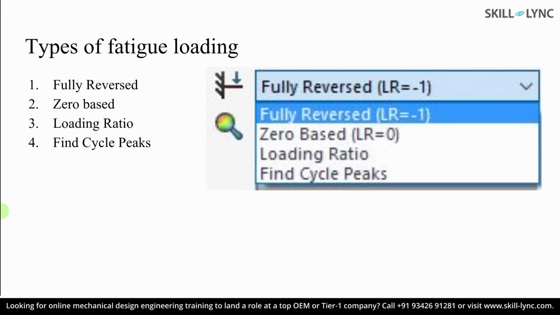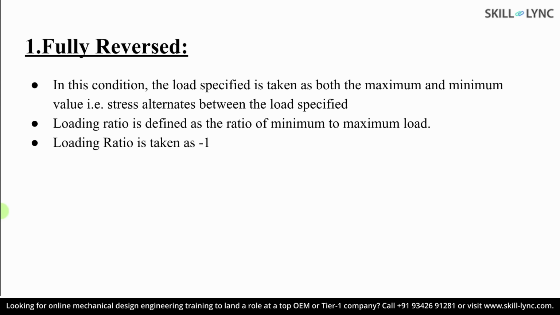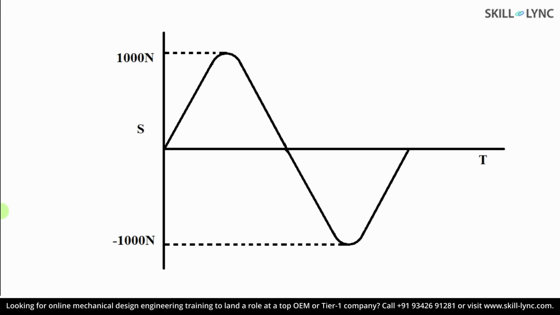Here, SolidWorks provides us with four types of loading. The first one is fully reversed, then zero based, loading ratio, and finally the time cycle peaks. Fully reversed: as the name suggests, the maximum and minimum load applied upon the material have the same magnitude except for the variation in the direction. Thus, the loading ratio is taken as -1, and if you look at the graph, you can see we have subjected the material to a maximum load of 1000 newtons and we go for a value of 1000 newtons in the other direction.